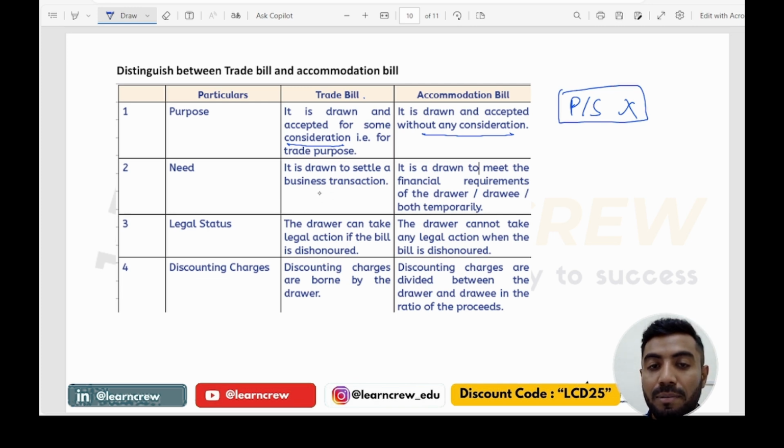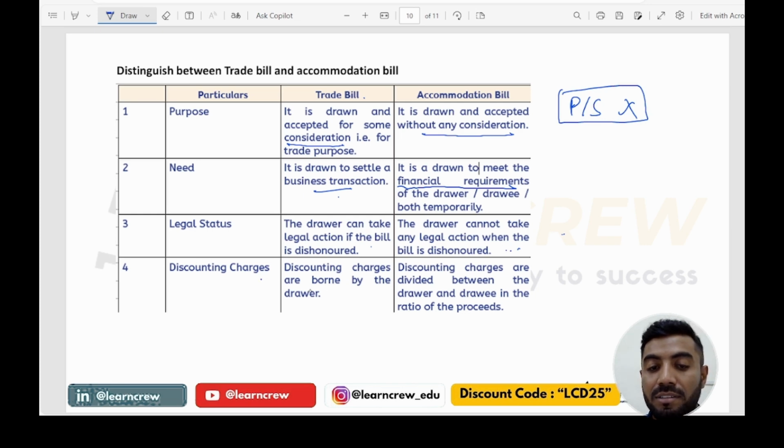A trade bill is drawn to settle a business transaction. An accommodation bill is drawn to meet financial requirements, since they need money. Legal status: in a trade bill, the drawer can take legal action if the bill is dishonored. In an accommodation bill, the drawer cannot take any legal action, because these two parties have come together and raised the bill. So there's no legal action which can be taken.